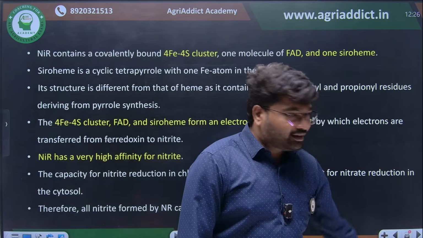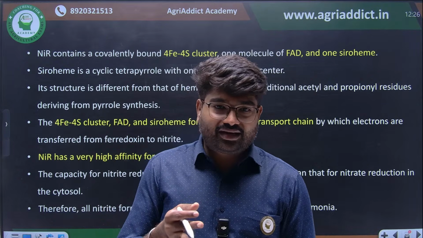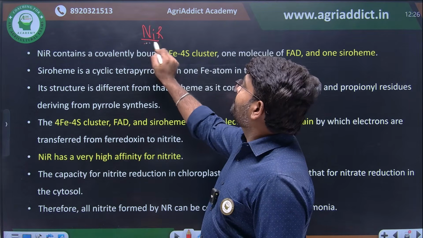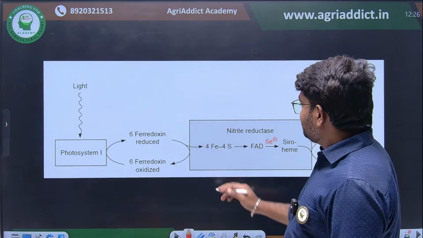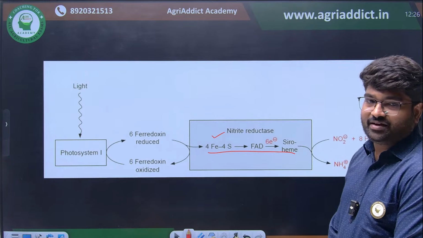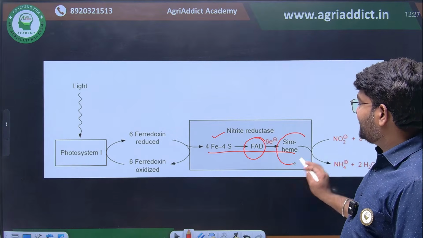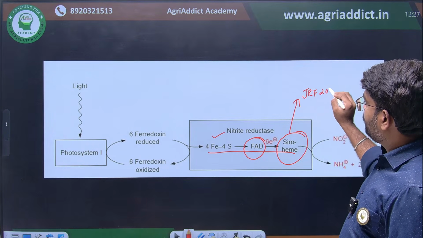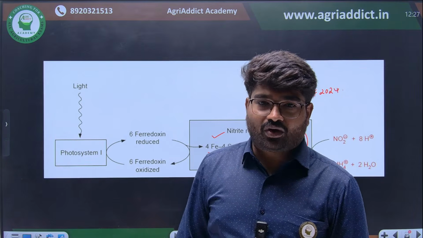Another important thing, NIR. If you see the structure of nitrite reductase, NIR, it will have iron sulfur clusters. If you see this diagram, this also has three different domains. First is the iron sulfur domain. Apart from that, FAD domain will be there, and sirohaem will be there. JRF 2024 they asked this question: sirohaem containing enzyme is what? That is NIR, nitrite reductase.